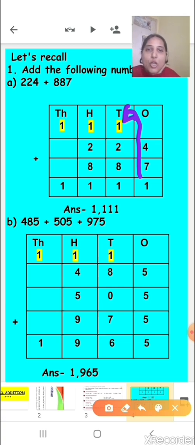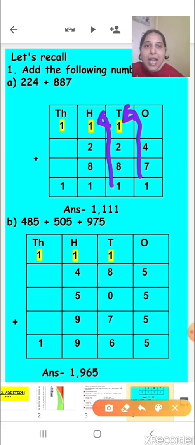Okay. So now this 1 will be added to the digits at the tens place. So 1 plus 2 plus 8. How much will you get? Yes, 11. Again 11 is a 2-digit number. So 1 we will write here, and the other 1 will be carried over to the digit at the hundreds place. So now we will add 1 plus 2 plus 8, which will give us again 11.